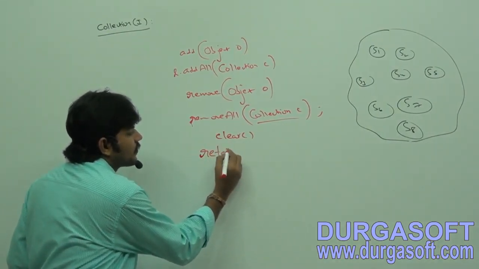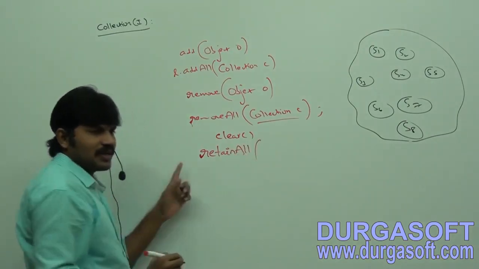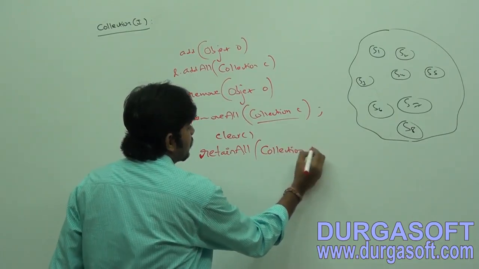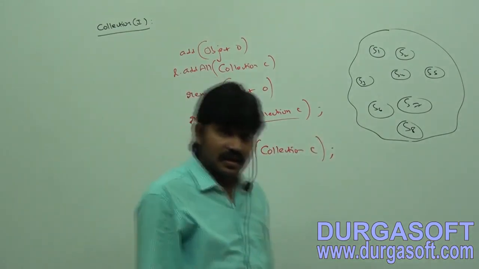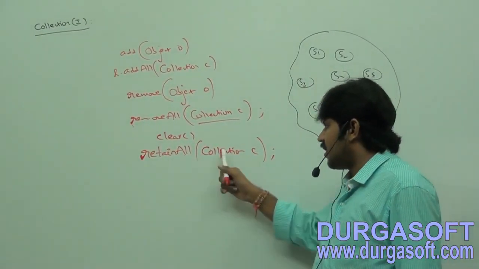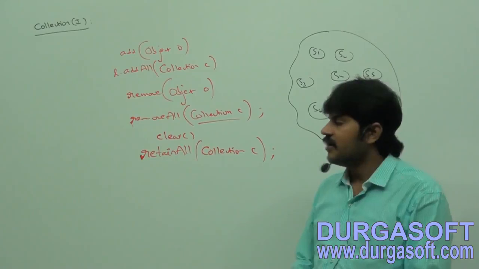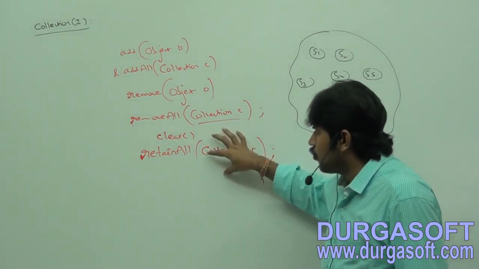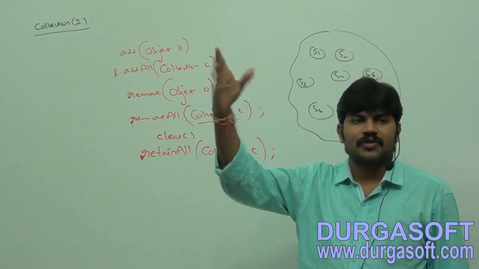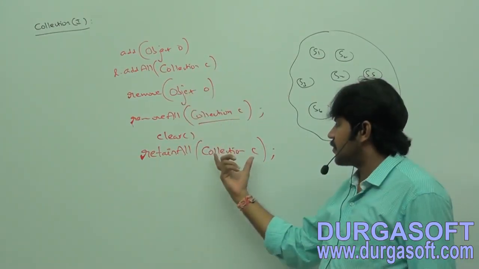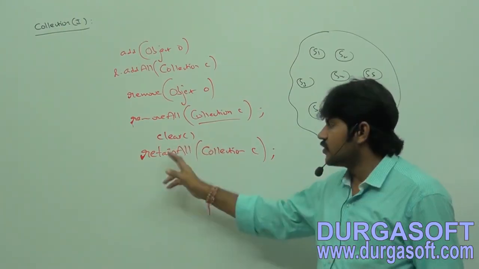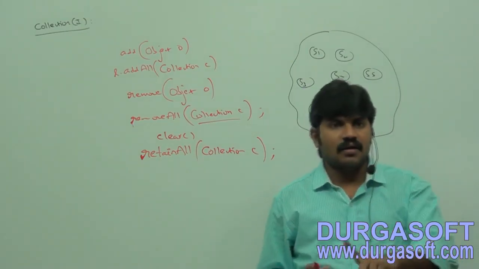Retain all. Sir, remove all is there, but retain all also takes a collection C as the argument. Retain all of collection C. Then immediately we ask, what does retain all mean? Except this group of objects, all the remaining objects by default will be removed. Are you getting? Then we should go for the retain all method.